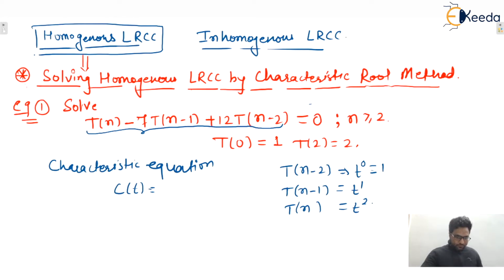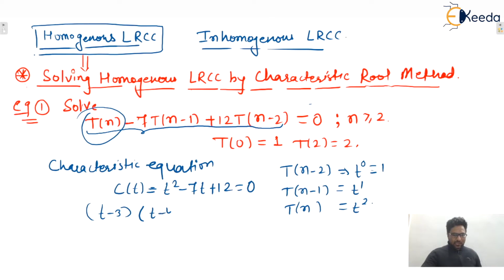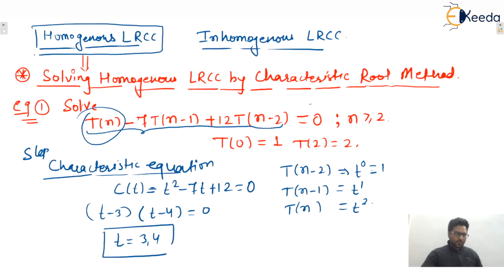Now you only tell me, characteristic equation will be what? If we replace, it becomes t square minus 7t plus 12 equals to 0. Now solve it. So we get t minus 3, and t minus 4. So roots will be what? 3 comma 4. These will be the roots of the characteristic equation. That is step 1.